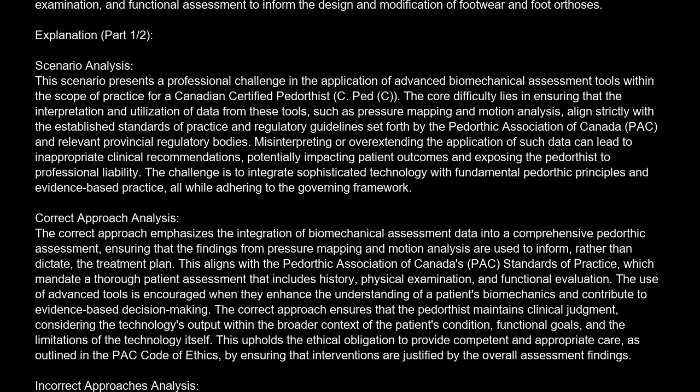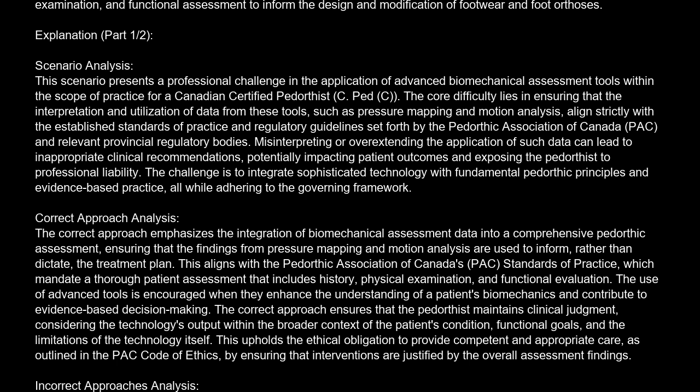The correct answer is A. The pedorthist interprets the data from these tools in conjunction with a comprehensive patient history, physical examination, and functional assessment to inform the design and modification of footwear and foot orthoses. Explanation. Scenario analysis. This scenario presents a professional challenge in the application of advanced biomechanical assessment tools within the scope of practice for a Canadian Certified Pedorthist, PED-C.